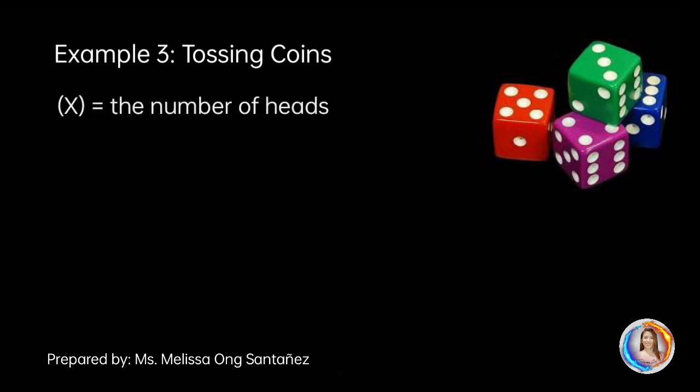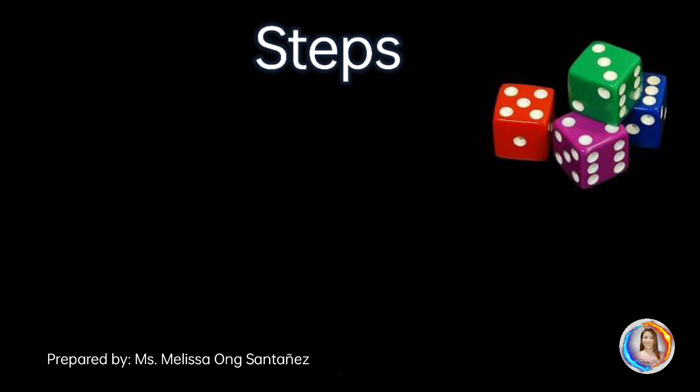Another example is tossing coins. Suppose 2 coins are tossed. Let x be the random variable representing the number of heads that occur. Find the values of the random variable x. How will you do that? Please follow the steps below.